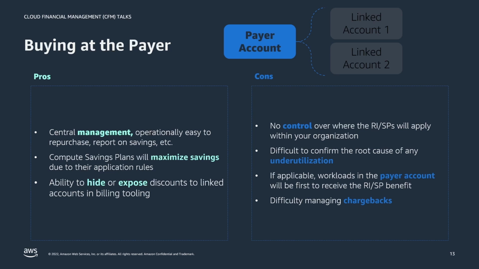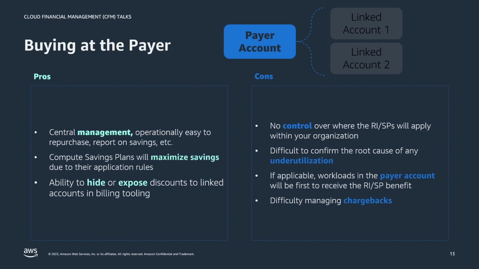Now shifting gears a little bit, we'll talk about the cons. And really the main one that we see here is you really don't have any control on where the RI or savings plan is going to apply within your organization, right? We touched earlier that it's going to apply to give you the highest discount first, but sometimes, whether it's budgeting or otherwise, customers really want to make sure that 3 or 4 resources are receiving full benefit of a savings plan or RI. When you make the purchase at the payer level, it's very hard to confirm that that's going to happen.